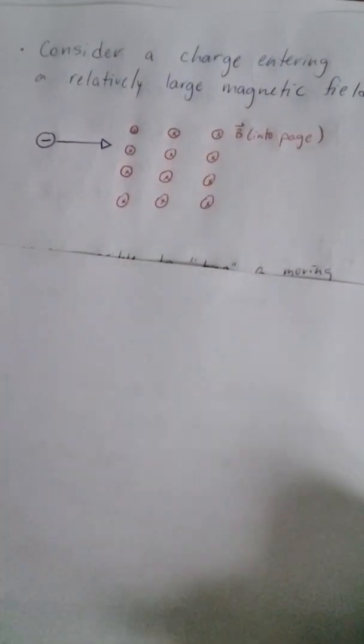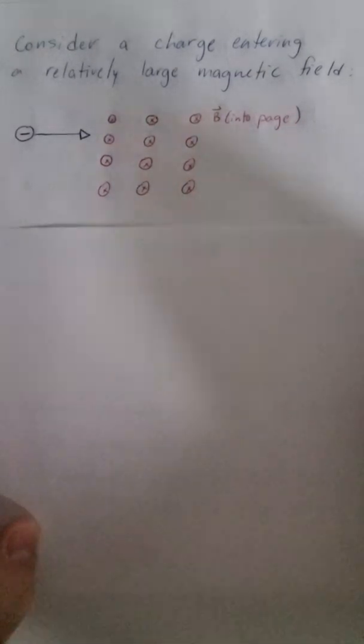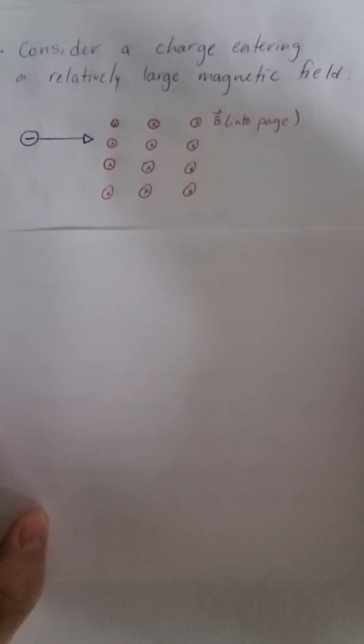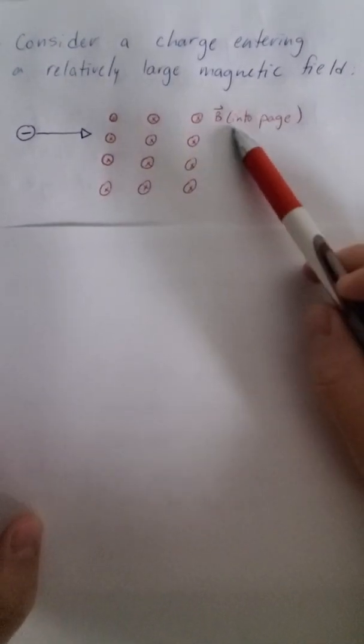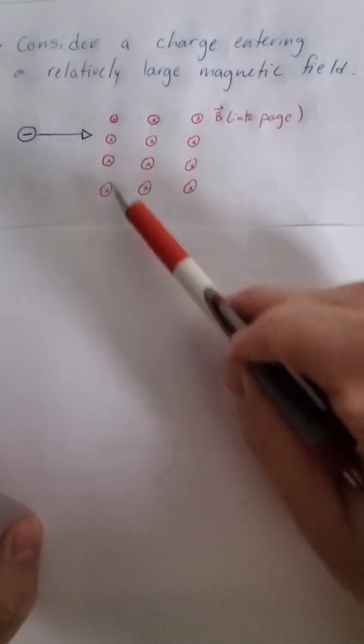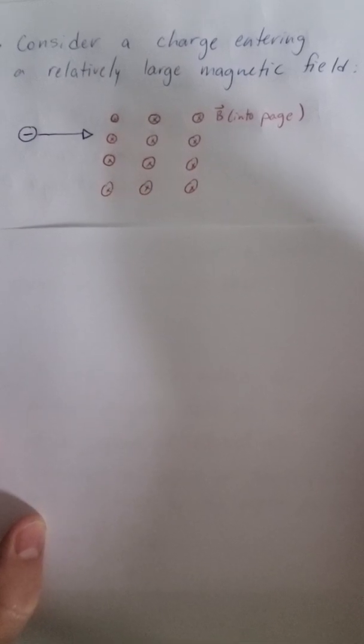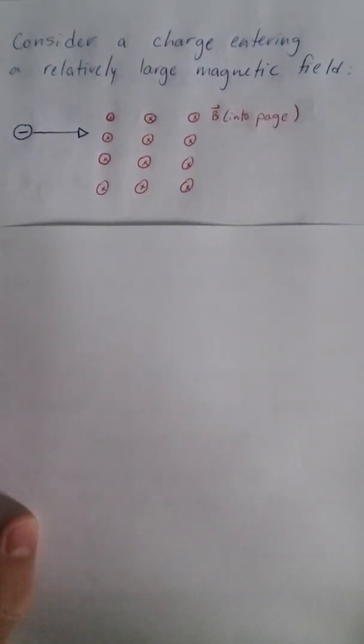Now let's talk about a charge entering a relatively large magnetic field. Now it may not be clear, but I've tried to write it down. The magnetic field here is directed into the page. So those are circles with X's. That would be like if there is a north pole above the page, a south pole below the page.